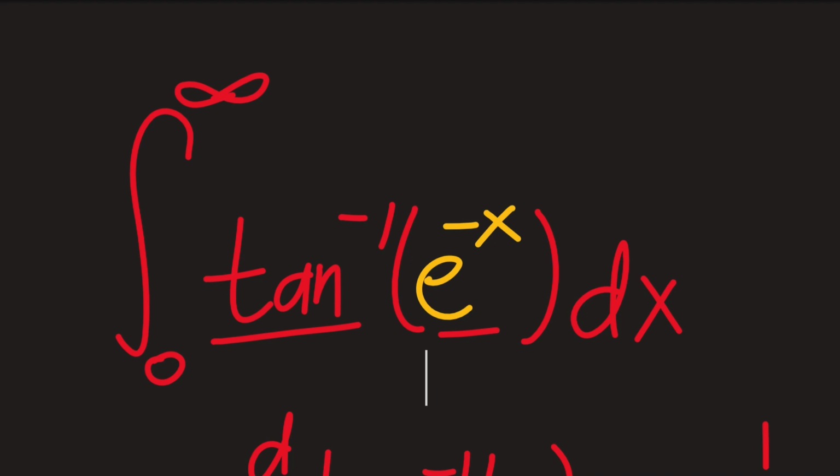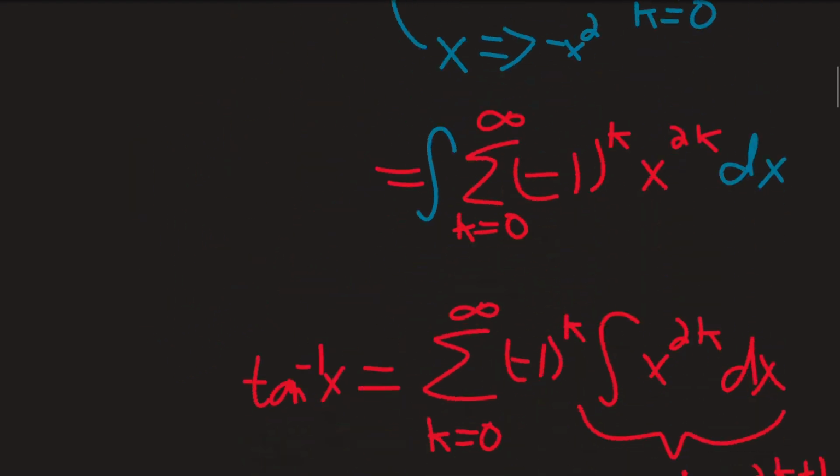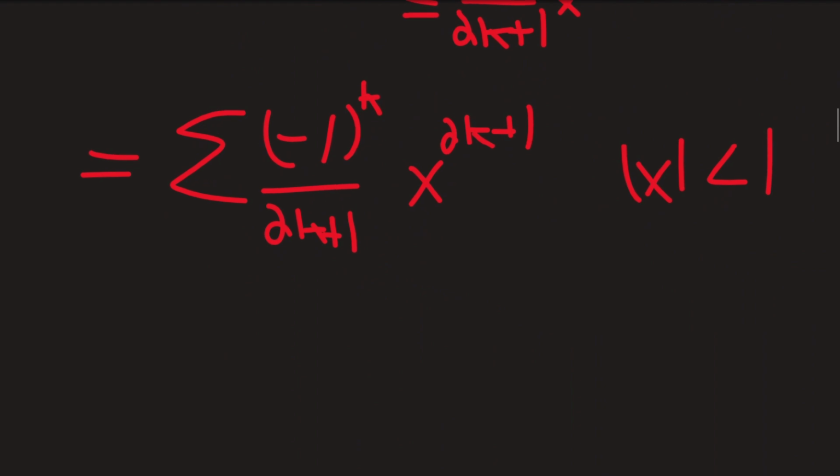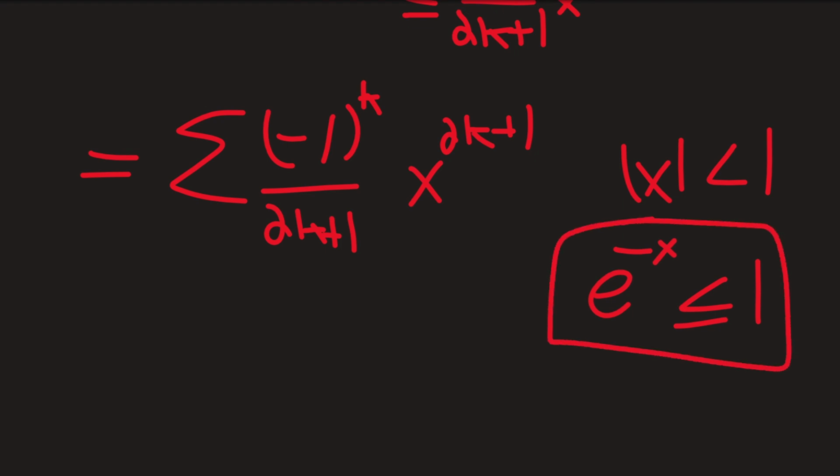So what we can do, because e to the minus x on this interval is less than or equal to 1, but it's only 1 at a certain point, so it's okay. But basically, because this is true, we can make this x just an e to the minus x, and then we can just integrate. So let's go ahead and do that.